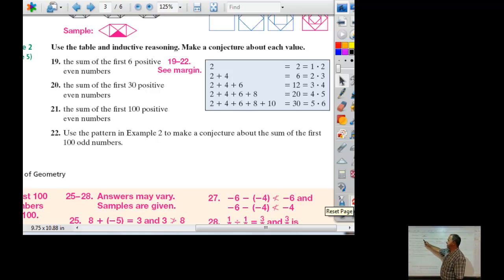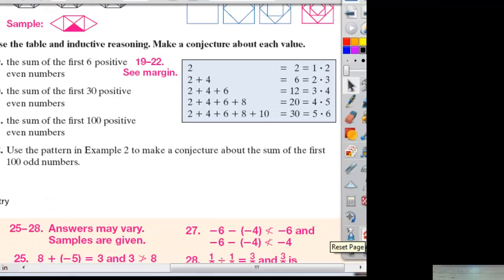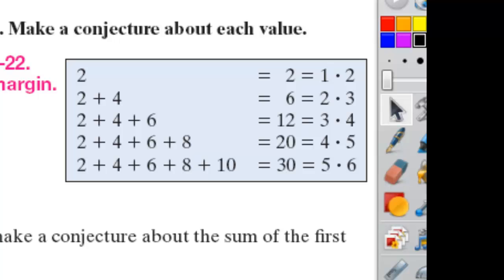It says use the table and inductive reasoning and then make a conjecture about each of these. Now this table right here, you'll notice that these are even integers.